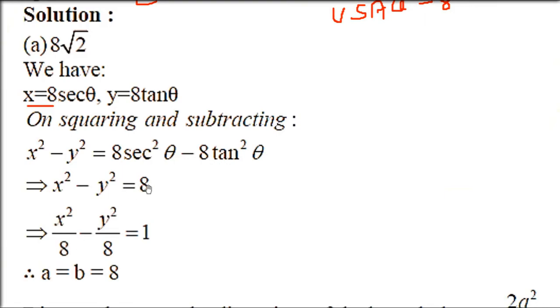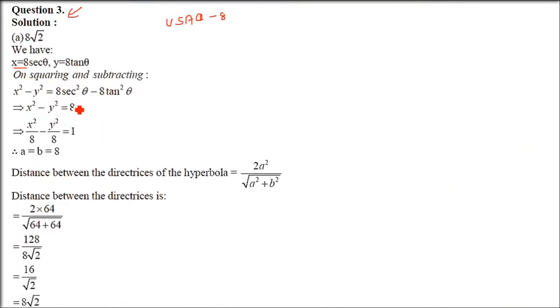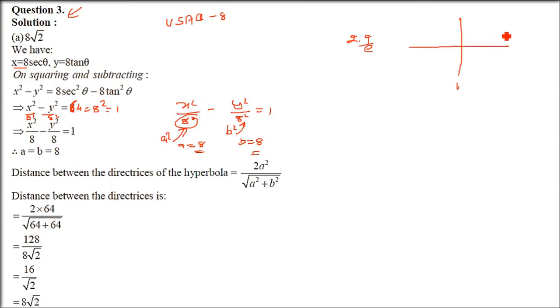So just divide both sides by 64. You get x square by 8 square minus y square by 8 square equals 1. This 8 square is a square, so a is 8. b square is also 8 square, so b is 8. Now the distance between the directrices is 2a by e. I told you how to do this, right?